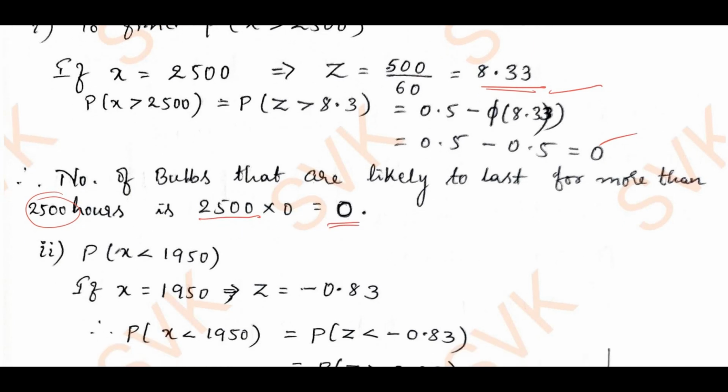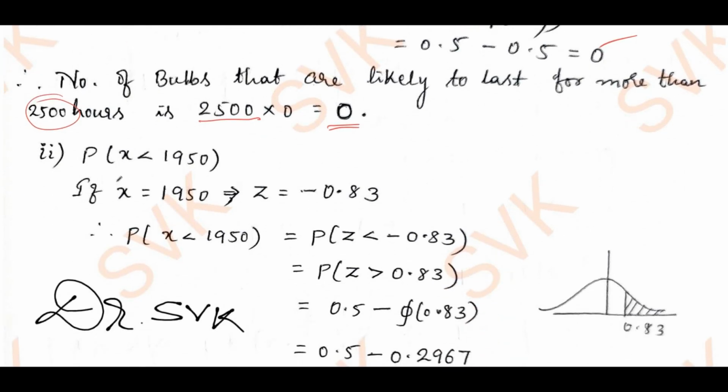So going to the next one, that is less than 1950 hours. So probability of x less than 1950. If x equals 1950, you are going to get z value minus 0.83. So therefore, we have the standard formula, that is probability of z less than minus 0.83. So this is how we can calculate. You are going to have a negative value, and in a normal distribution curve, the negative value is like this, which is minus 0.83.